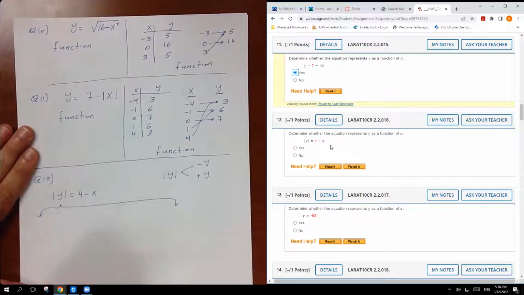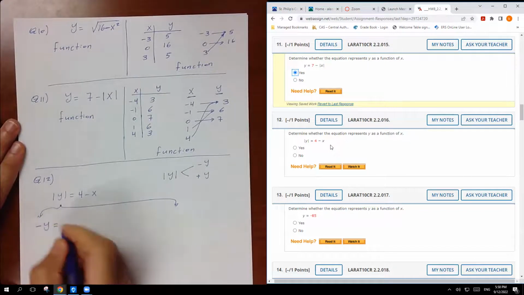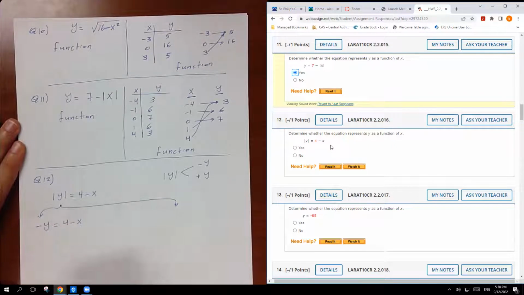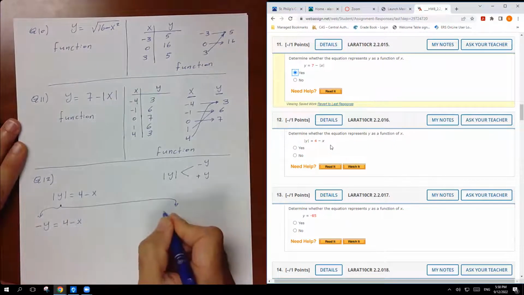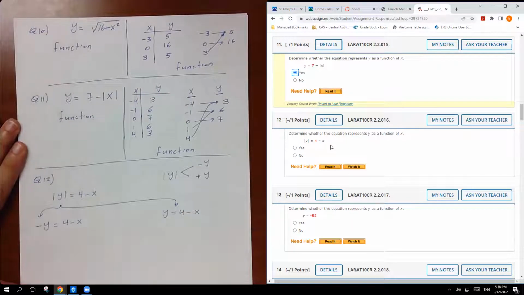And there is the second. I can use the negative y here equal 4 minus x. And I can use the positive y here equal 4 minus x. Let's solve this one for the y. So y is going to be, you can divide both sides by negative.